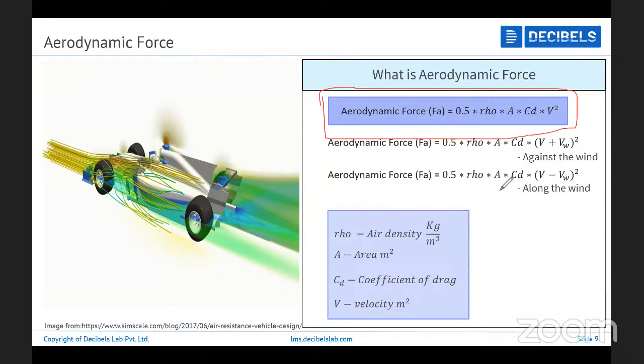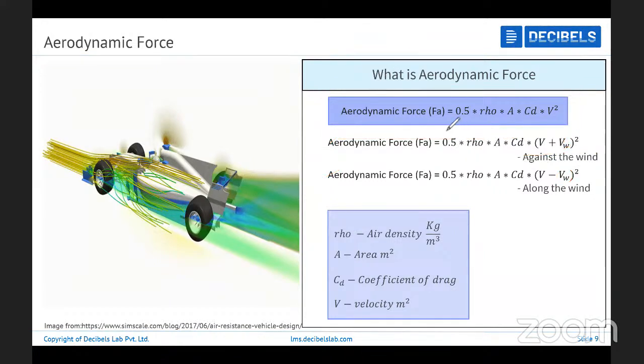If you see some alternative equations here, what I have changed is that I'm just adding VW, which is nothing but the velocity of your wind. In extreme wind blow conditions we have to include this: if the wind is against our vehicle motion, then we have to add it, or if you are moving along with the wind direction, then we have to subtract it. We have to consider this only in extreme conditions.